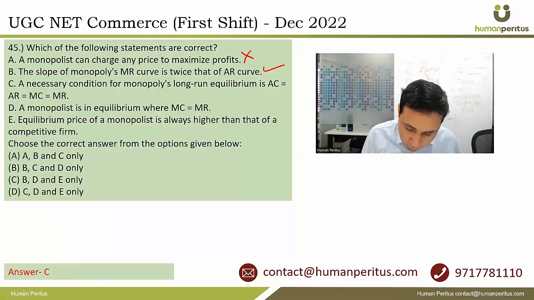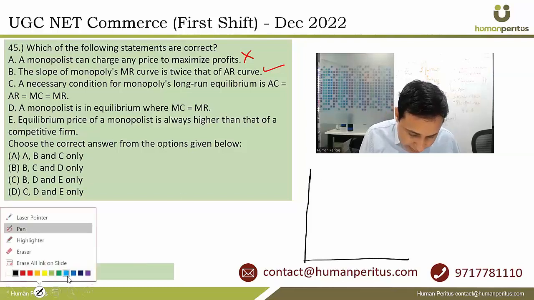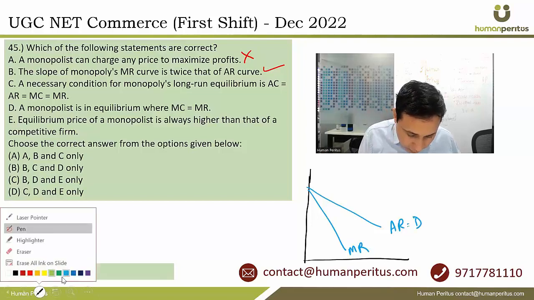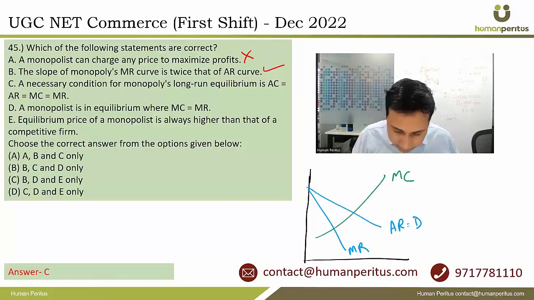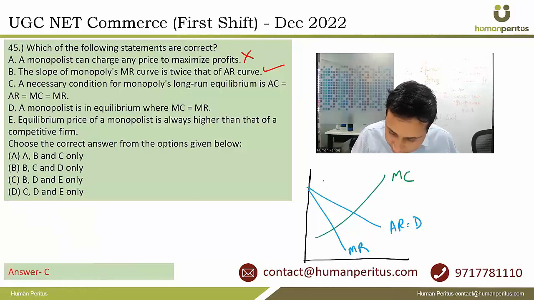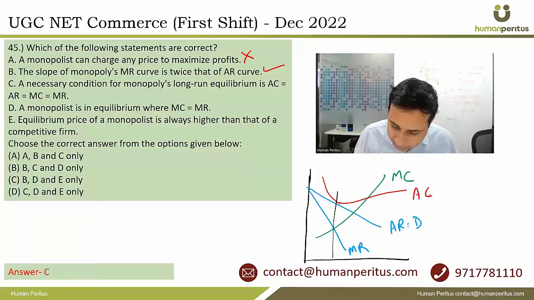So guys, what happens is, if you look at the long run graph of a monopoly, it looks something like this. So this is your MR, this is your AR, which is equal to demand, and then you have your MC like this, okay? And after that, the average cost curve will be something like this, okay? Here will be the average cost curve. So this is nothing but AC, or some people also call it ATC, AC or ATC.